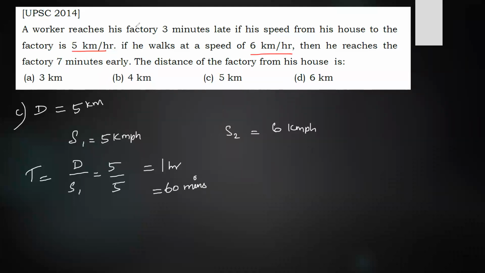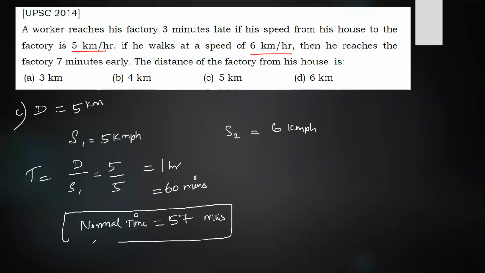60 minutes, right? Given that the worker reaches his factory 3 minutes late if its speed was 5 km per hour, normal time will be 57. Since if I go at a speed of 5 km per hour, 3 minutes late. So my original time will be 57 minutes.